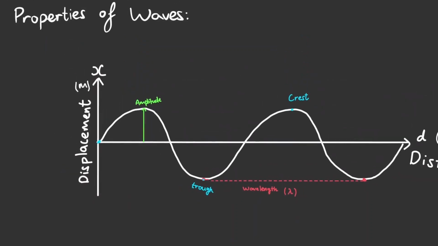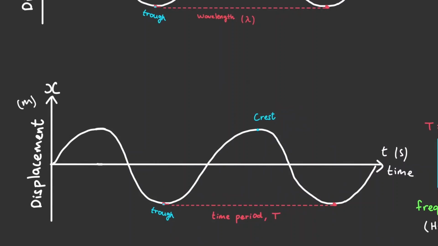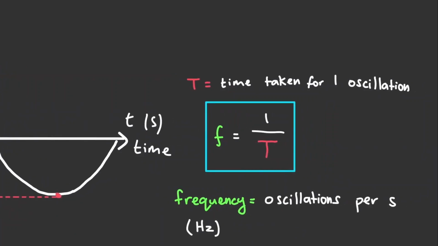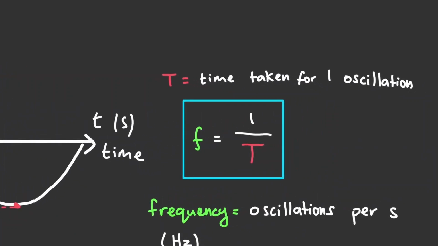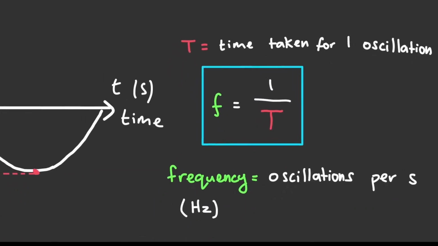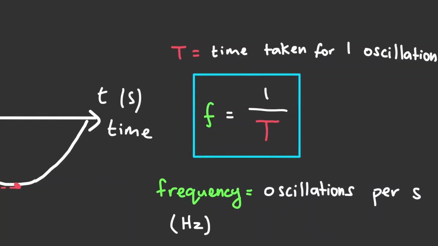You may also encounter displacement time graphs. And the main difference here is that one oscillation, the distance between one oscillation, is essentially the amount of time it takes for the wave to make one oscillation, or the time period, T. So here, time period is the time taken for one oscillation. And the frequency is the number of oscillations per second, which is measured in hertz, which is essentially per second. The equation to find the frequency is 1 over time period.